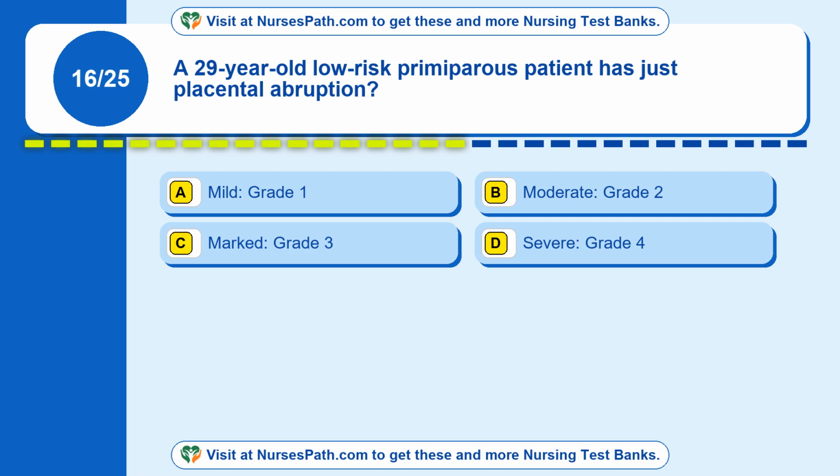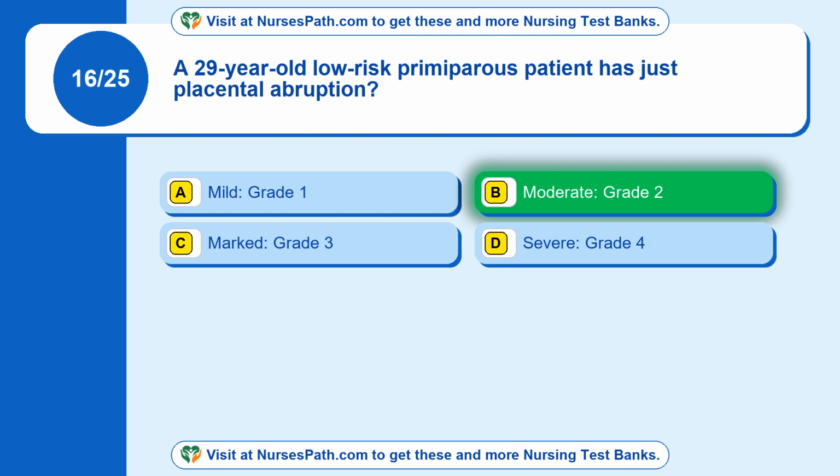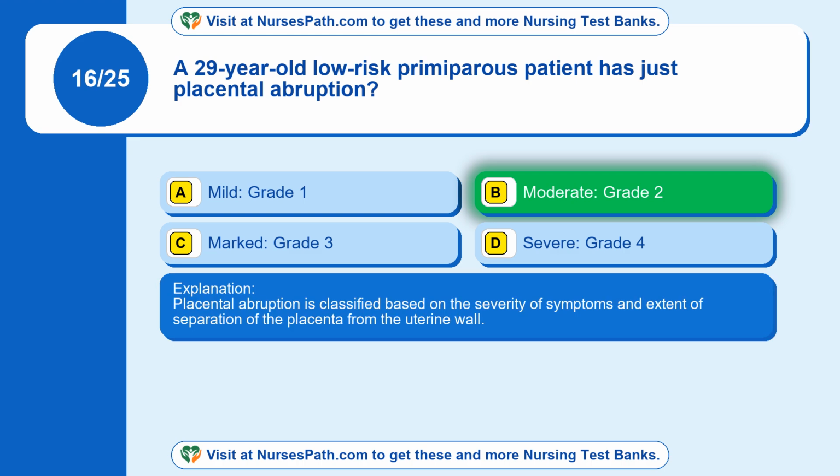Question 16. A 29-year-old low-risk primiparous patient has just experienced a placental abruption. How would it be classified? Option A. Mild grade 1. Option B. Moderate grade 2. Option C. Marked grade 3. Option D. Severe grade 4. The correct answer is option B. Moderate grade 2. Placental abruption is classified based on the severity of symptoms and extent of separation of the placenta from the uterine wall.